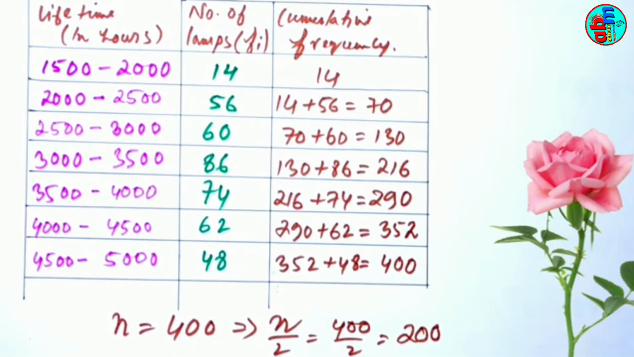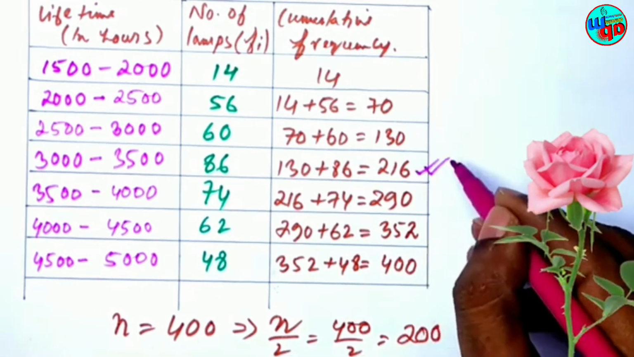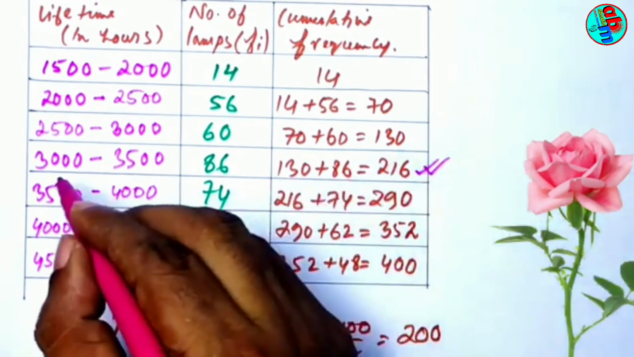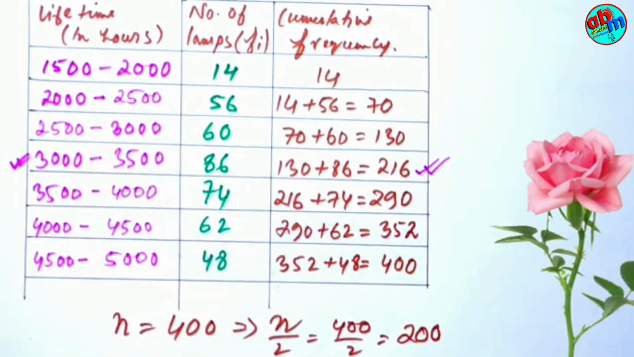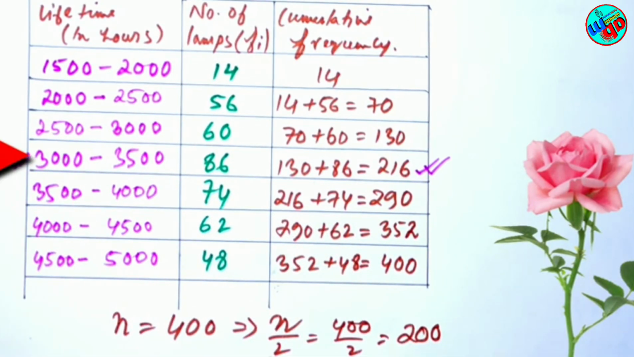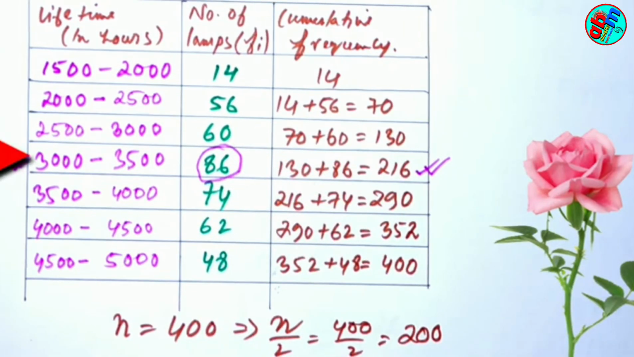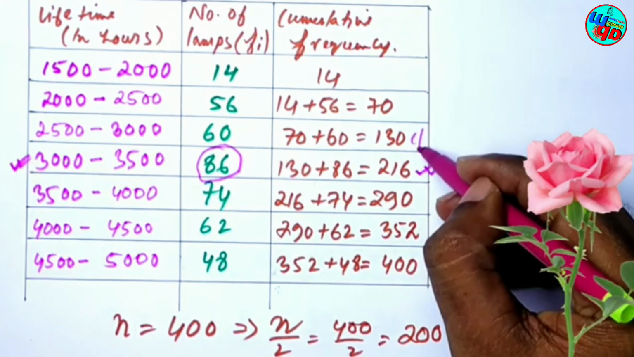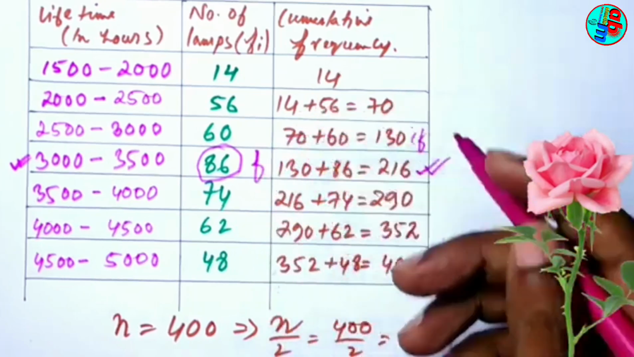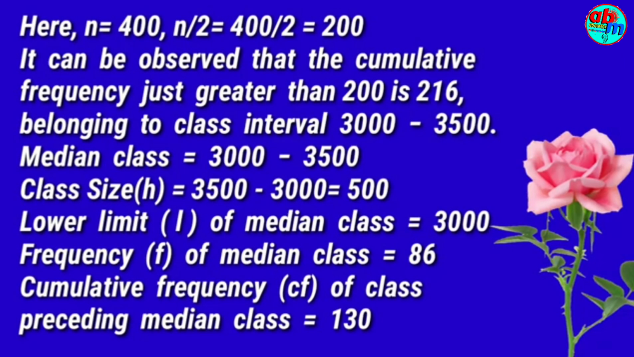Cumulative frequency just greater than 200 is 216, which belongs to the class interval 3000 to 3500. So the median class is 3000 to 3500. Lower limit is 3000. Class size is 3500 minus 3000, which is 500. Frequency of the median class is 86. Cumulative frequency of the class preceding the median class, CF, is 130. So let us use the formula to calculate the median.